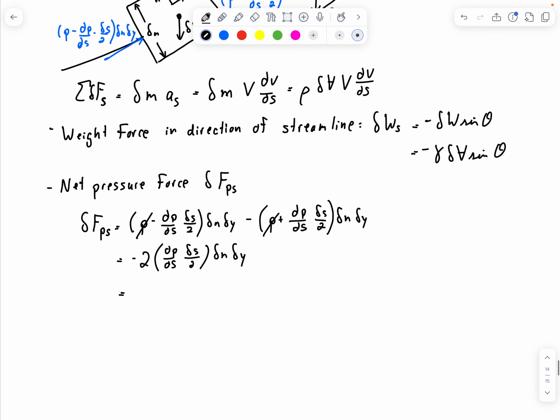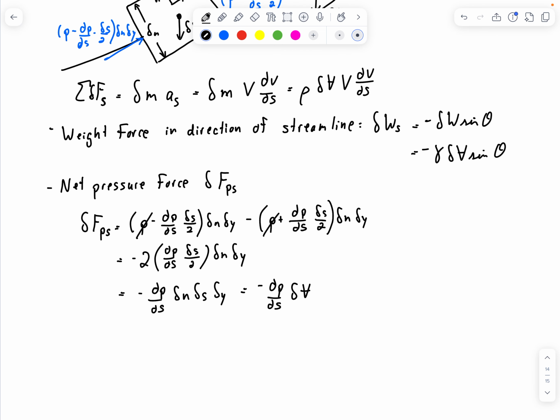And so then we can further simplify, and we find that we're left with minus del P by del S times delta N delta S delta Y. And we can say, well, we know that delta N times delta S times delta Y is just the volume of our little element there. And so we'll replace that there with delta V, our differential volume element.